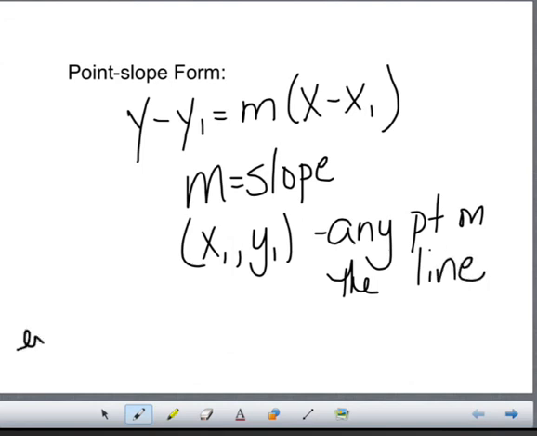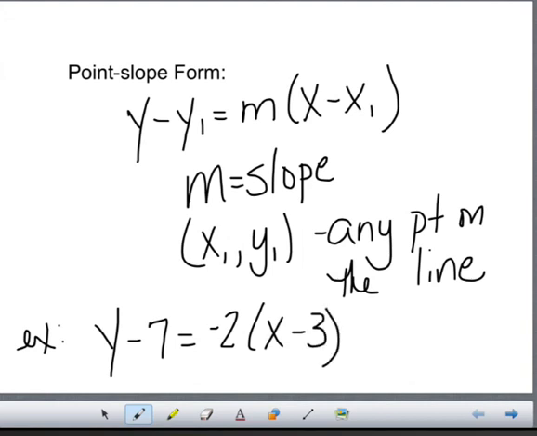So an example would look like this. You might have y minus 7 equals negative 2 times x minus 3, right? And in that equation, my slope is negative 2 and my point is 3, 7. That's my x1, y1. The x and the y, notice, stay there, and I substitute in the point for my x1 and my y1.